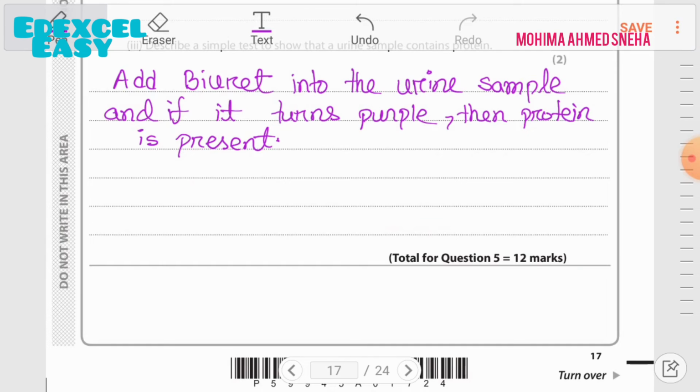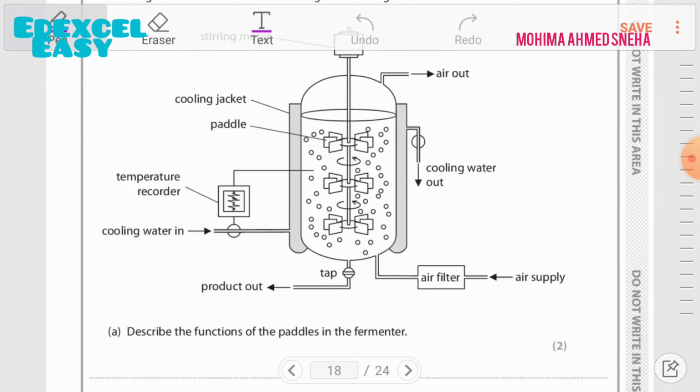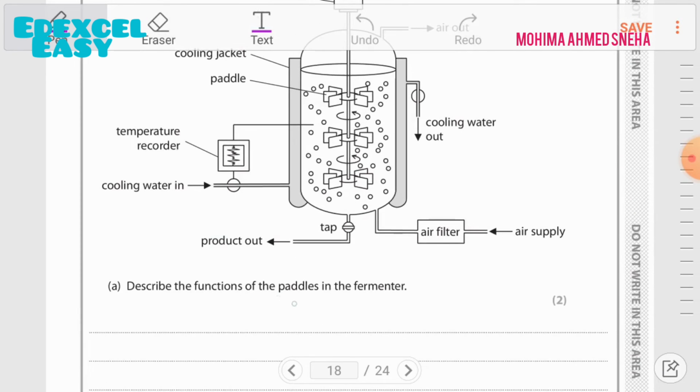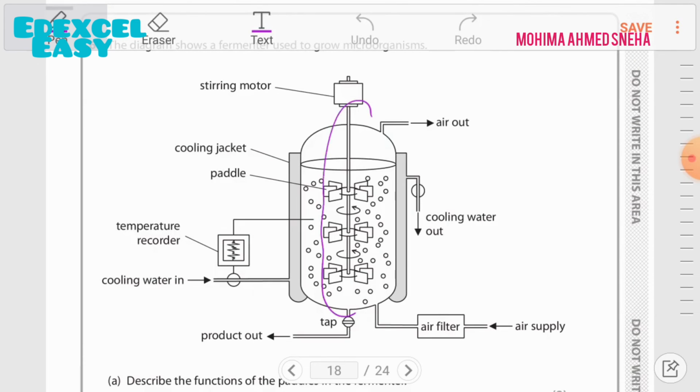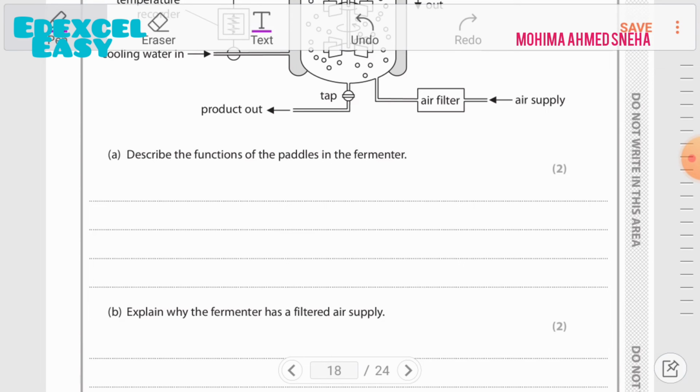And with this, our question number 5 ends. I hope it was clear. Moving to question number 6. The diagram shows a fermenter used to grow microorganisms. Describe the function of the paddles in the fermenter. So this is the paddle of the fermenter. It acts as a stirrer, it stirs the mixture so that it has a constant temperature throughout the entire mixture, and oxygen is also distributed equally throughout the entire mixture. So the answer is to distribute heat and oxygen thoroughly throughout the entire mixture.